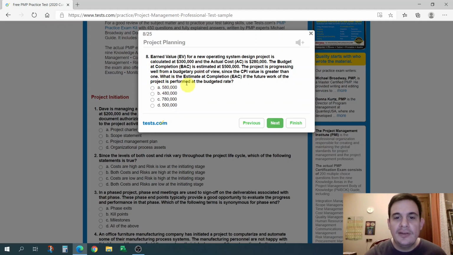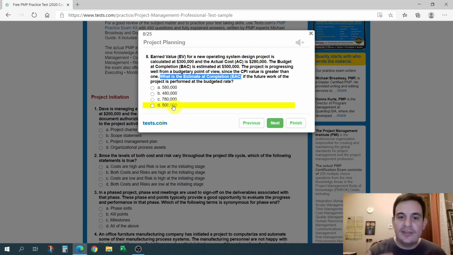And the question is, what is the estimate at completion if the future work of the project is performed at the budgeted rate? So the real question here is, what is the estimate at completion? And we know that that's the question, and these are the possible answers. So now that you know that that's the question, you can go back and read the details and pull out the details that you need to answer the question, as opposed to reading this paragraph and then forgetting, and then getting to the question and then forgetting and having to go back and pull out the data.